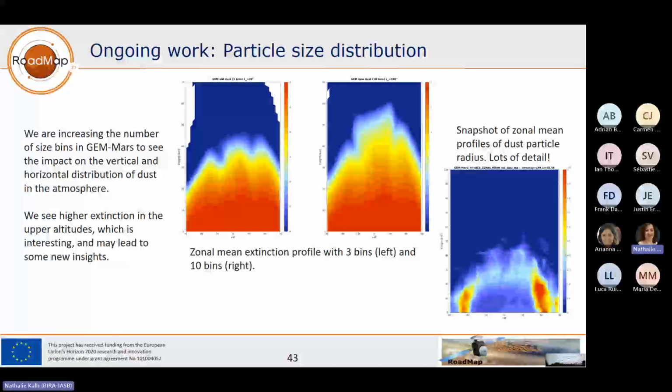more bins. So we do size resolved dust and water ice. And we went from the 3 bins to 10 bins, and now we're using 20 bins. And this is just for dust. So this is dust extinction profile for just I think it's LS 180. And when we put more bins, this is 10 bins, this is 3 bins. When we put more bins in, we get extinction higher in the atmosphere.